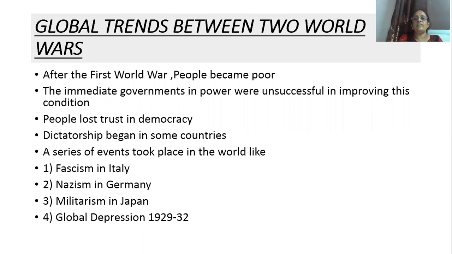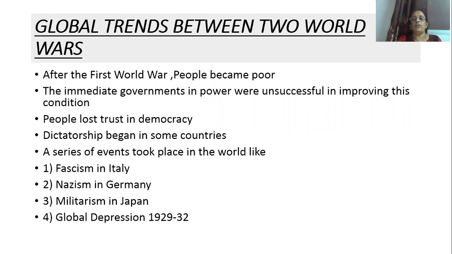The governments which came after the First World War could not solve the problems of the people. They could not improve the conditions of the people, and the people lost their faith in democracy. During that time, the dictatorship form of government was established in some countries. Dictatorship means rule by a single person, and whatever he says is the rule or law of the country. Nobody can question the authority of the dictator.